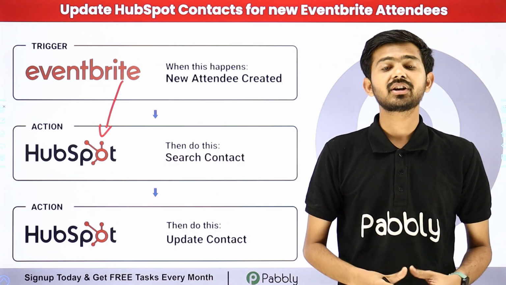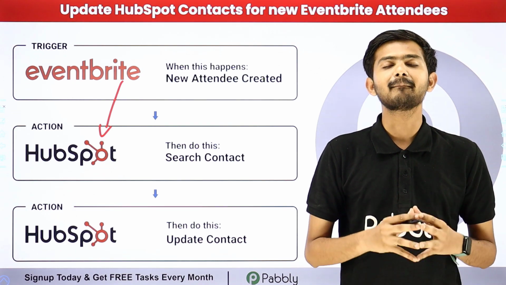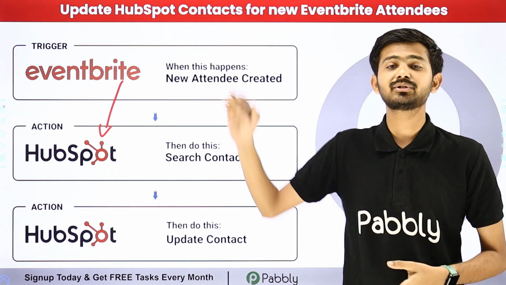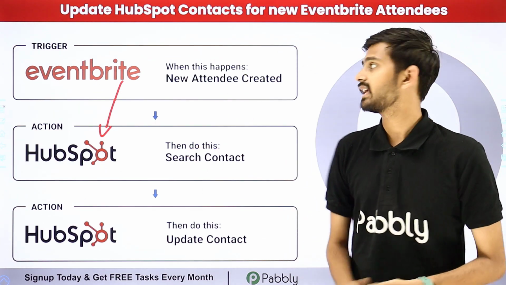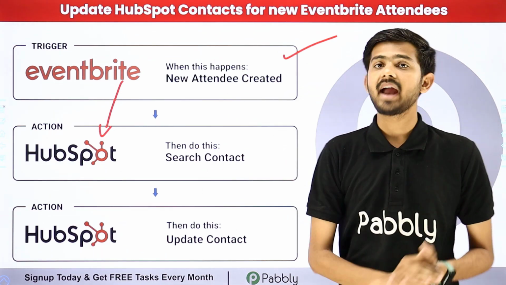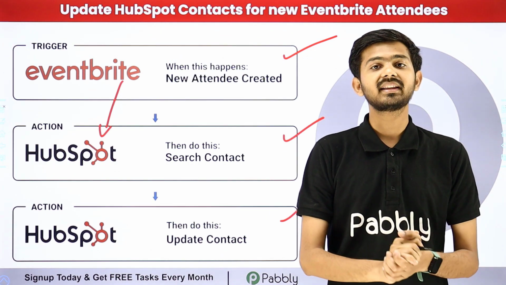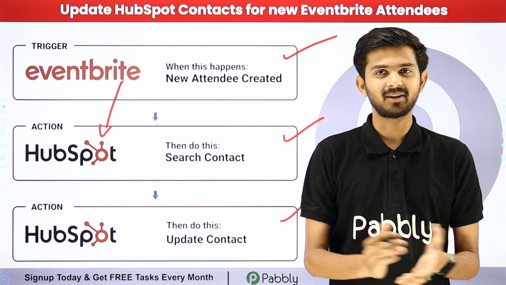For building this connection, I'm going to use Pabbly Connect, which is an amazing software for automation and integration. In Pabbly Connect, I have to use trigger and actions. In the trigger application, I'm going to use Eventbrite, and in the action application, I'm going to use HubSpot. So how am I going to build this connection? For that, let me take you to my computer screen.